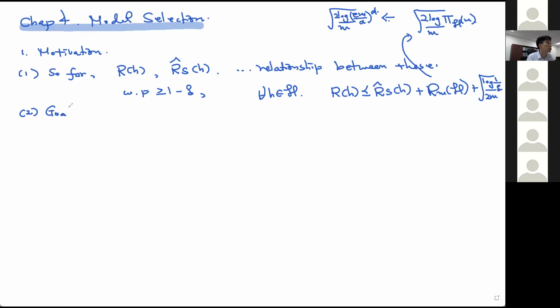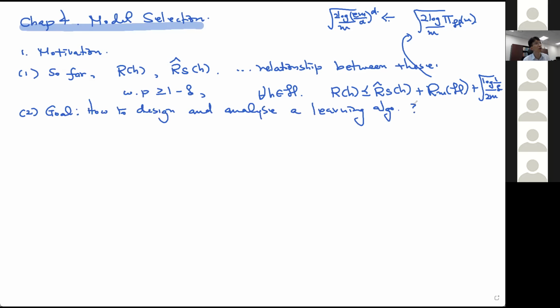design and analyze a learning algorithm. But the kind of things that we're gonna look at is a bit different from what you're gonna see in the algorithm course. In the algorithm course, we look at very many details about this algorithm design. For instance, the choice of data structure, and then particular tricks that optimize certain steps of the algorithm.